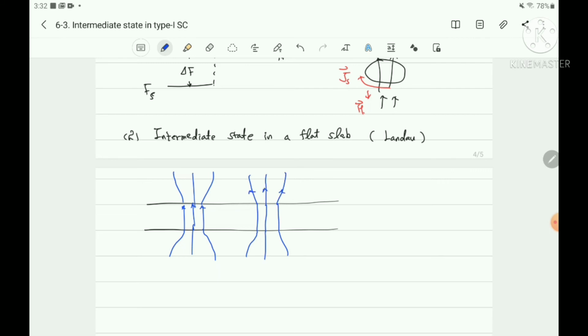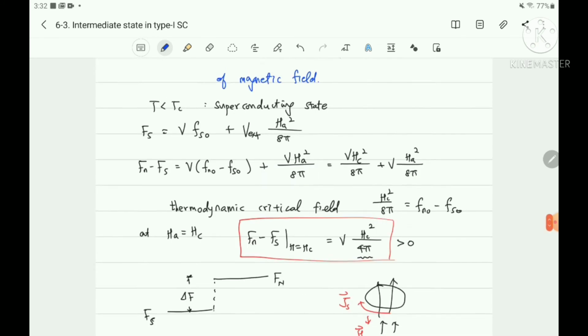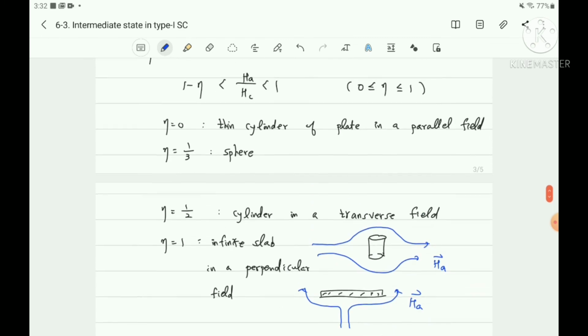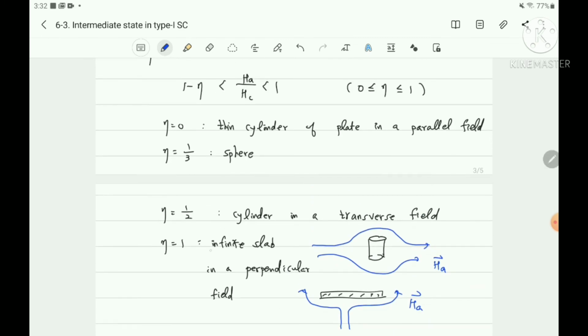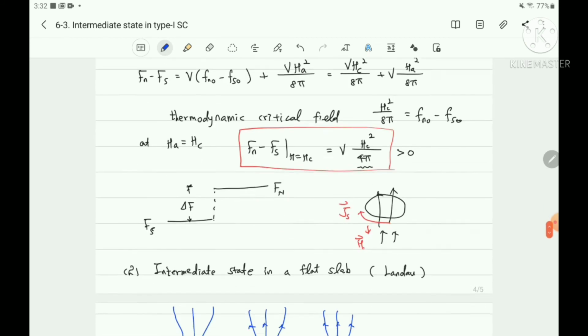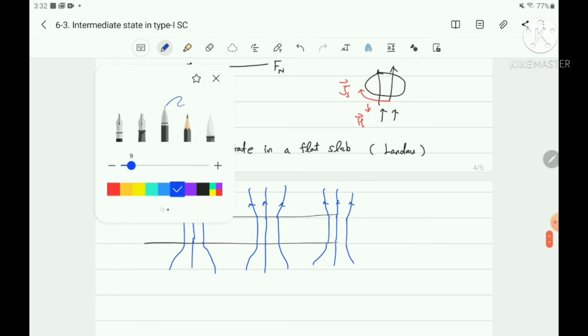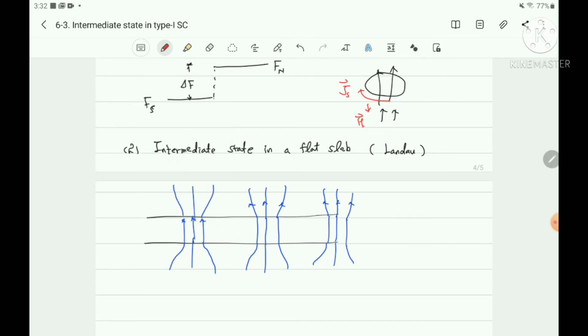Like this, and the magnetic field penetrating the sample in some cases like this. And anyway, let's assume that like this. Here the demagnetization factor for the infinite slab is 1, and therefore we can think that the magnetic field may penetrate inside the sample, and this is a superconducting domain, and this is a normal state, and superconducting and normal state.